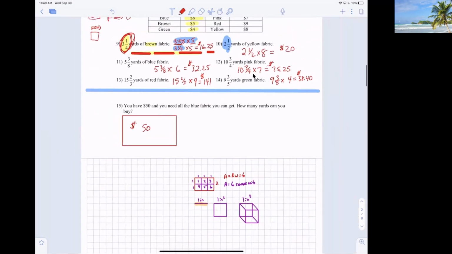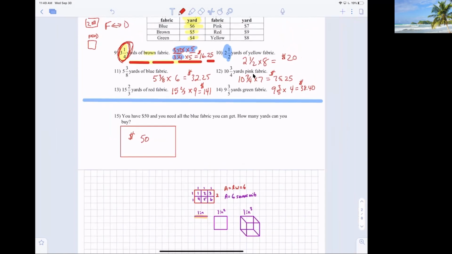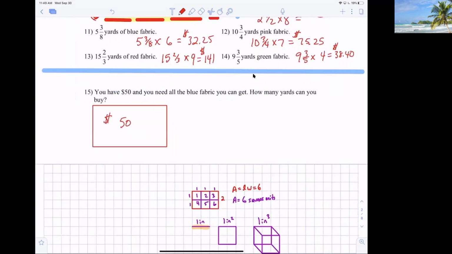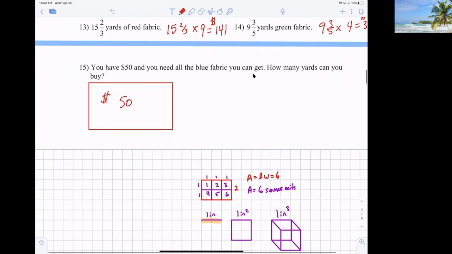Blue, right? So blue costs how much? $6, right? So if I give the lady $6, how many yards can I get? No, I didn't say that. If I buy 1 yard, if I spend $6, how many yards? 1. So this $6 is equal to 1 yard.